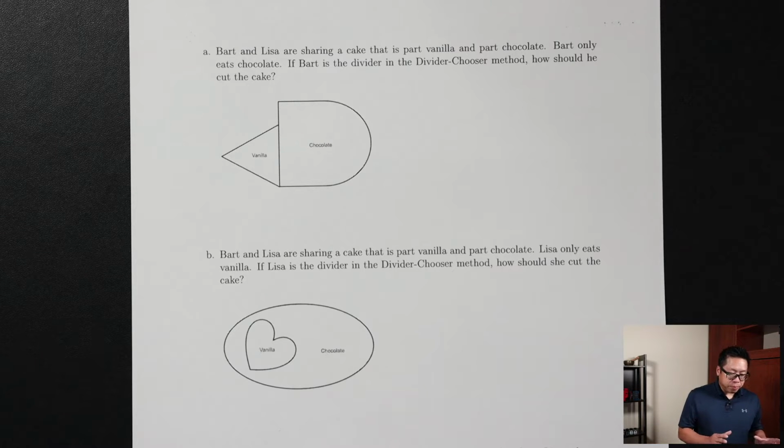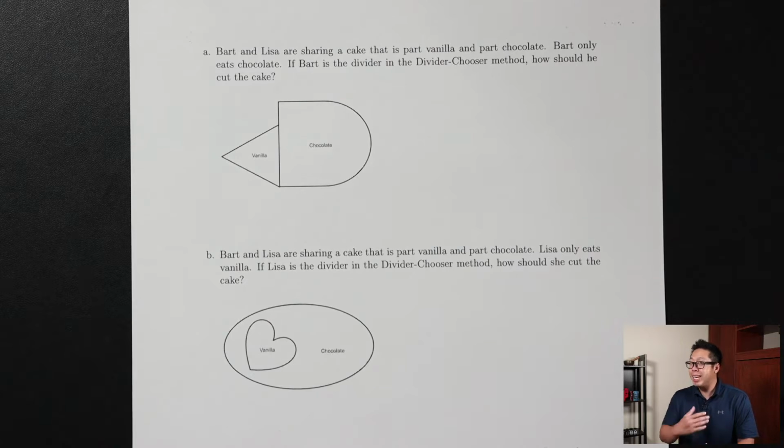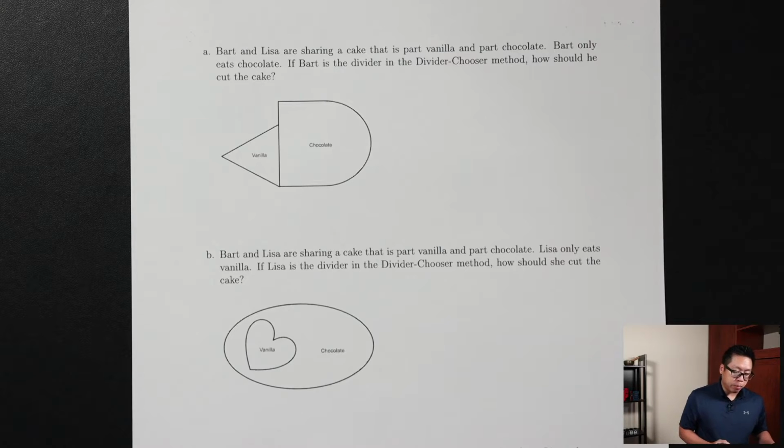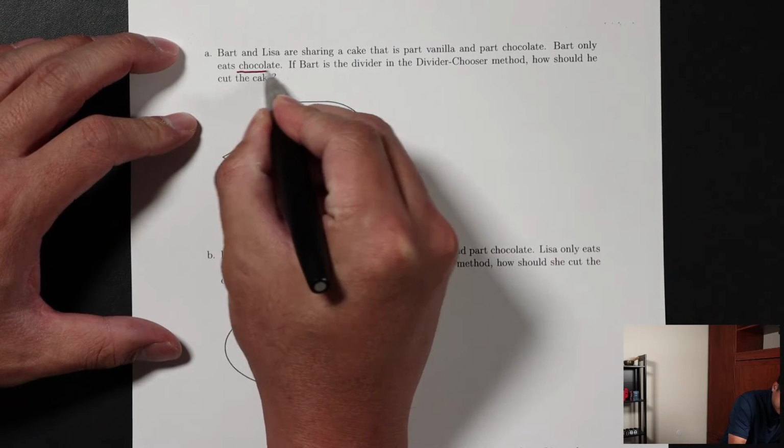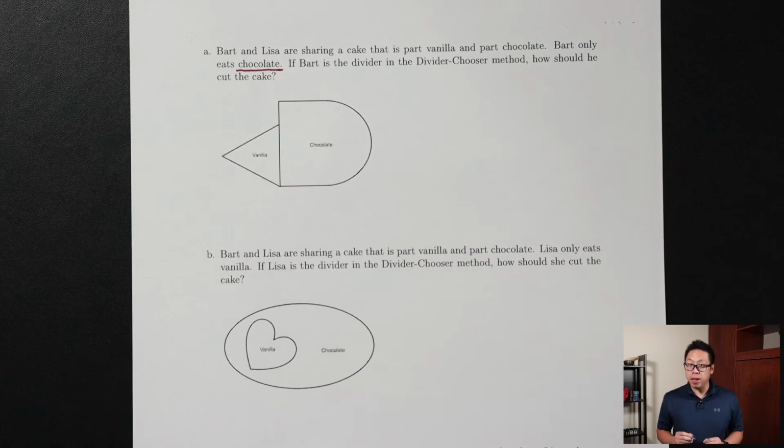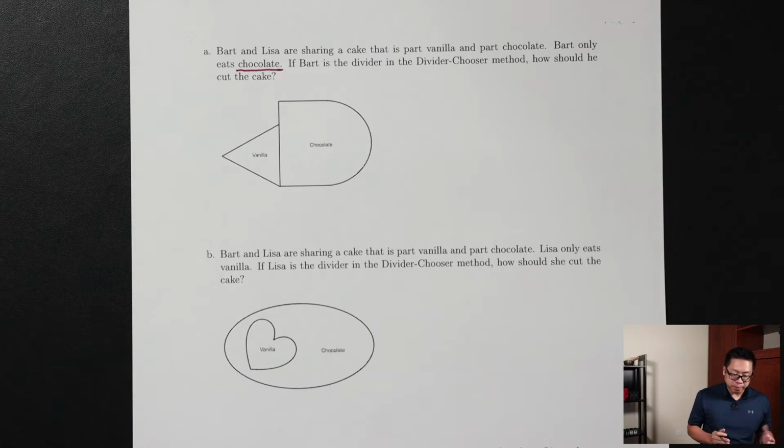So in this method, the strategy for the divider is to cut up the piece that they want, or whatever part they want, as evenly as possible in their eyes, because they can't control which piece they get. So they have to do it in a way that they're happy with either piece that they end up with. So part A, Bart and Lisa are sharing a cake that is part vanilla, part chocolate. Bart only eats chocolate, and Bart here is the divider. How should Bart cut up the cake?